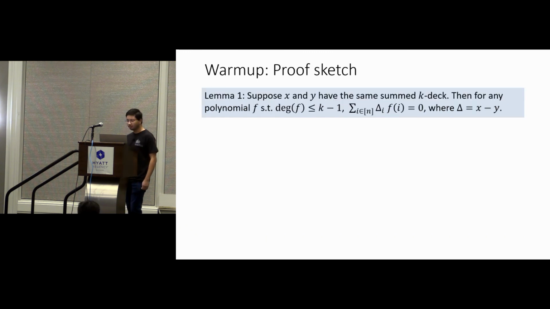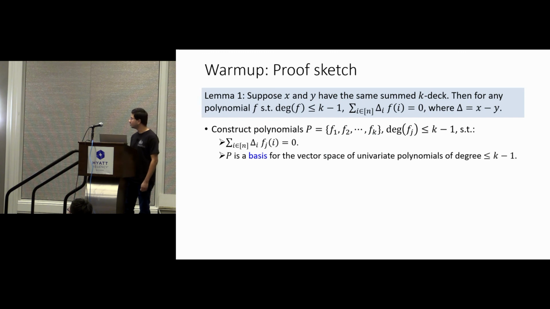So going a little bit more into detail into these proofs. The first lemma is not too hard to prove. Here's the main idea. We will construct k polynomials, all of them of degree k minus 1, such that the expression sum of delta i times f i is equal to 0 for these specific polynomials, and these polynomials form a basis for all univariate polynomials of degree at most k minus 1. So then writing any polynomial as a linear combination of these, we get the lemma for all polynomials.